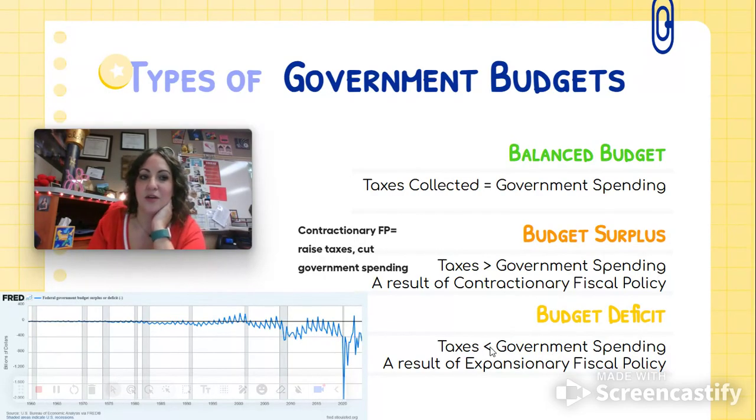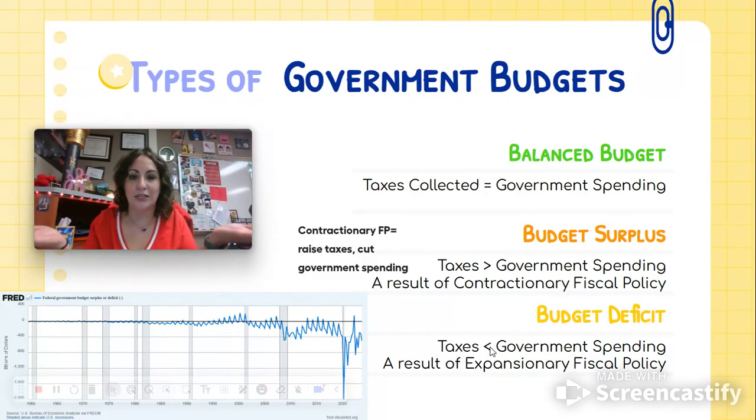They collected $1 million in taxes, but they spent $2 million. It's like they don't have $2 million. They only have $1 million. Okay, so that's what a deficit is, when the government spends more money than it has. And that is a result of the other type of fiscal policy, expansionary fiscal policy.